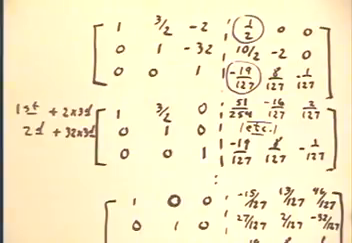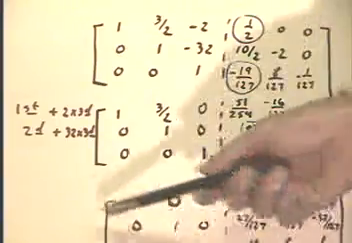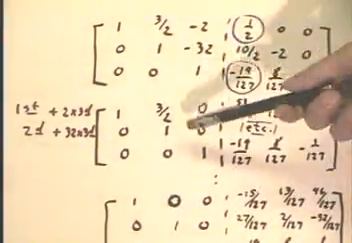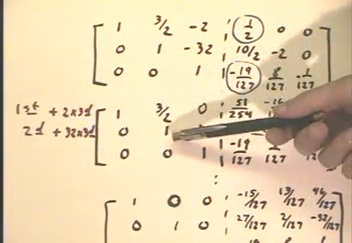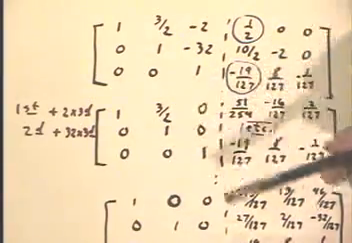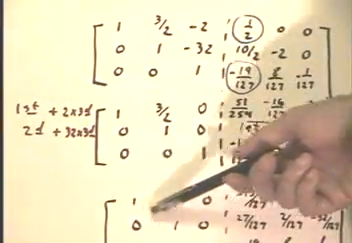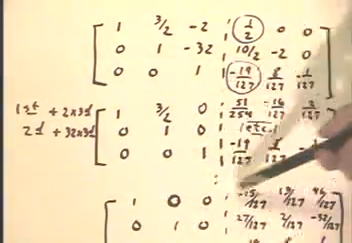We then... Didn't write what we did here, but it's fairly obvious. Okay, we want to get rid of this 3/2, so we're going to subtract 3/2 of the second row from the first. So we should read here 3/2 of the second row minus the first, and it'll give us this.